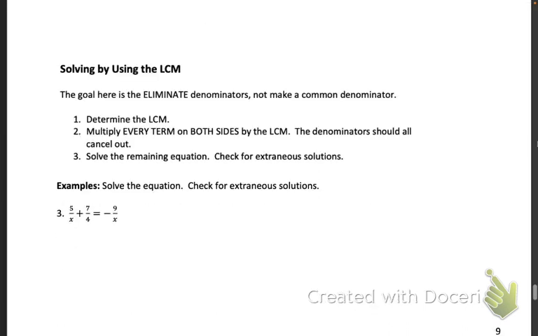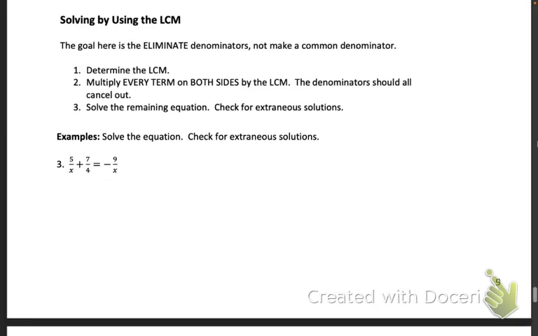But what we're talking about today is what if it's not one fraction on each side? Then we're going to use the LCM. Now here's what's really, really important. The goal when we are using the LCM is to eliminate the denominators, not make a common denominator. So since we have an equation, we don't have to multiply. We're not restricted to just multiplying by 1.